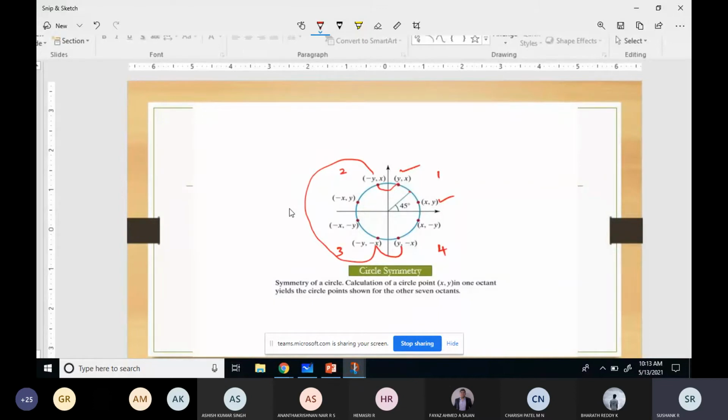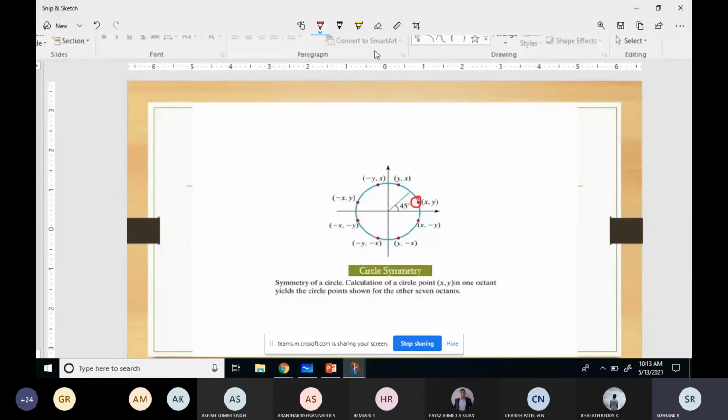What I want to tell is, if you find the points on a circle in one quadrant, the same thing can be extended to complete the circle. In our example, from this point I can get this point, from this point by changing the sign I'll get this point, and then from this point changing the sign I'll get this point. I'll just give an example of one point so that you can understand the other things.